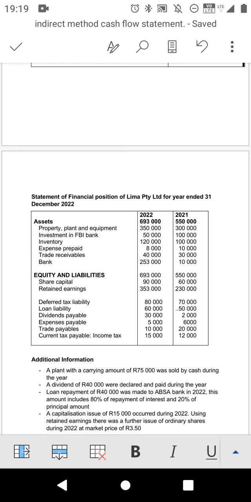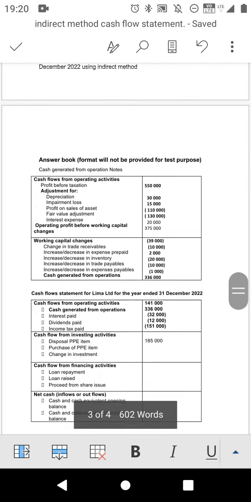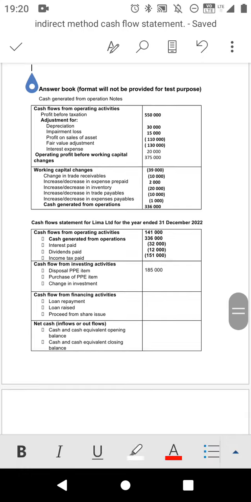So what do we do? We have to use the formula. We don't just compare these two balances. Why? Because remember, we have the plant that we sold. Other than that, we also have depreciation that has been subtracted. We have impairment amount that has been subtracted. So we simply have to go to the formula. Let's go to the formula.